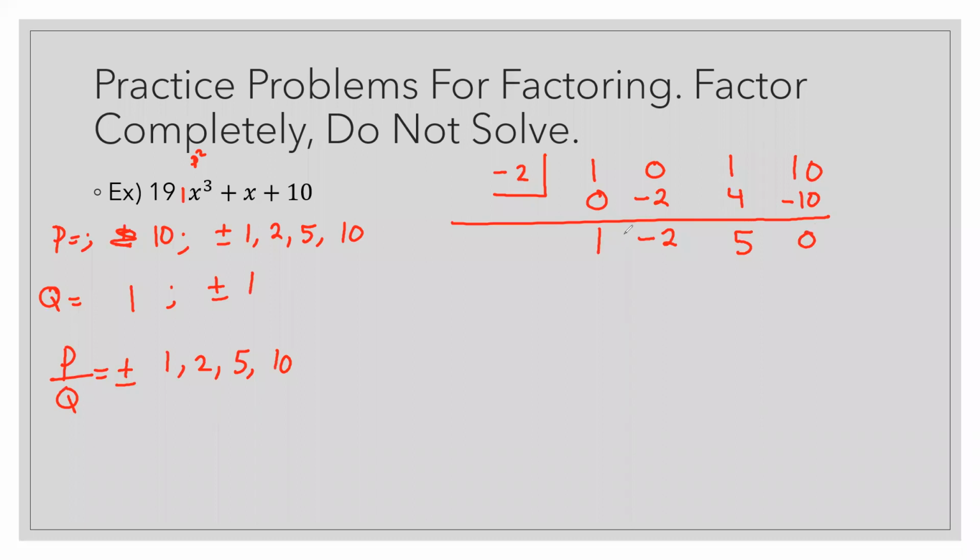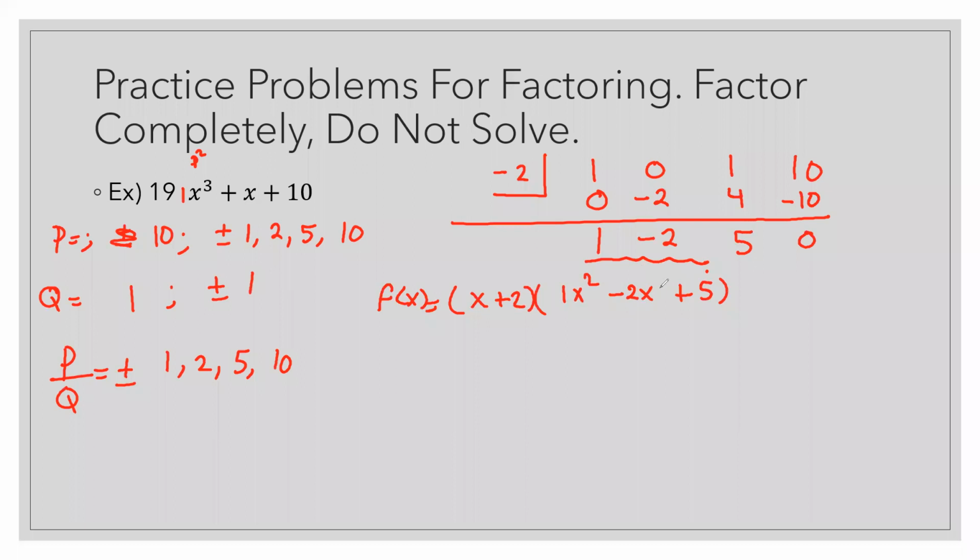Now, what about these? -2 is a zero, so that would be factored out as x plus 2. And then you have 1, -2, and 5, so that's 1x squared minus 2x plus 5, right? These numbers here are your coefficients. Now, can this thing here be factored, x squared minus 2x plus 5? No, right? It's literally impossible. There's no two numbers that multiply to 5 and when added give you -2.